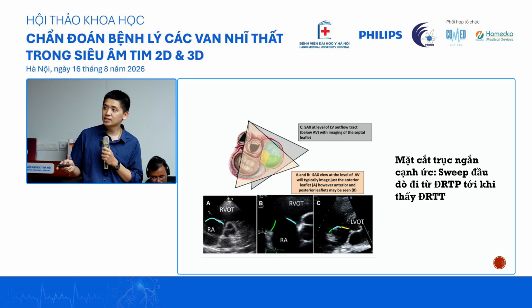On the short axis, you will sweep down from the RVOT to the LVOT. If you see only one singular leaflet, it's usually the anterior one. If you sweep down to the aortic valve, you're starting to see the valve. Usually this one is anterior, this one is posterior. If you go to the LVOT, you can see the three leaflets here, with the yellow one being the septal leaflet.